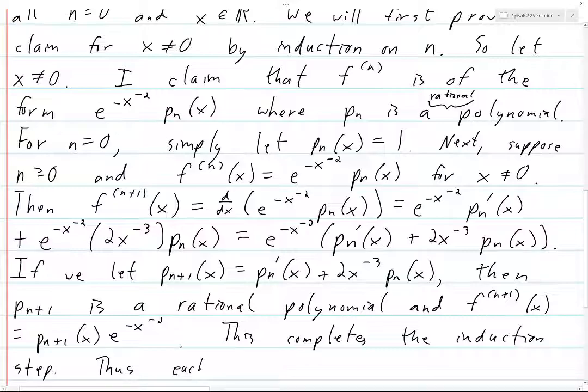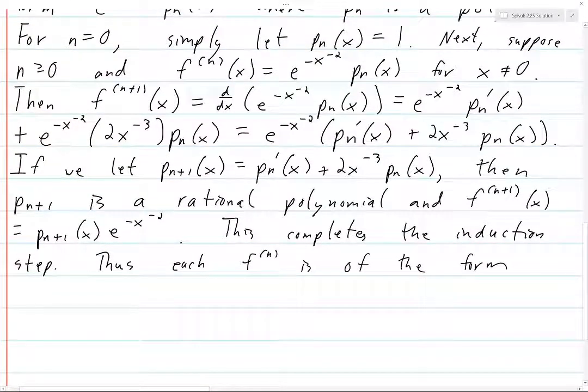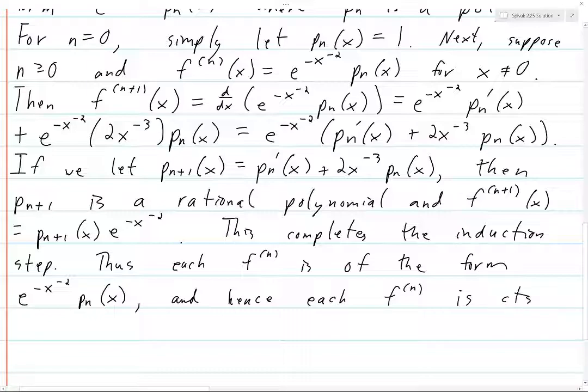Thus, each f to the n is of the form e to the minus x to the minus 2 times Pn of x, and this is a product of two continuous functions for x not equal to 0, and so it's continuous. So each f to the n is of this form, and hence each f to the n is continuous at x not equal to 0. Alright, so that's most of the problem.